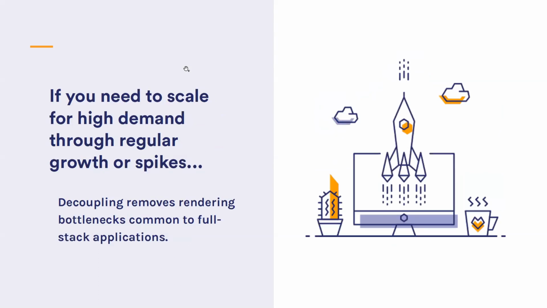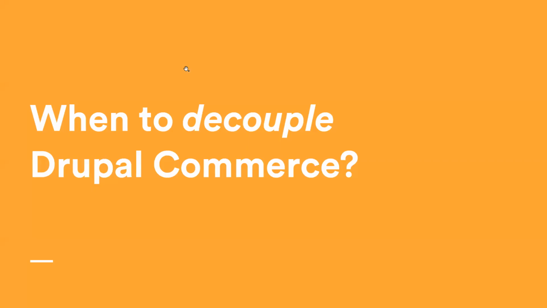A main reason for decoupling too is to scale for high demand. When you decouple, you remove some of the rendering bottlenecks that are associated with full stack applications. Like, this isn't just a Drupal problem, it's WordPress. It's anything where the backend is doing logic and presentation at the same time. So those are some of the reasons why you'd want to decouple.